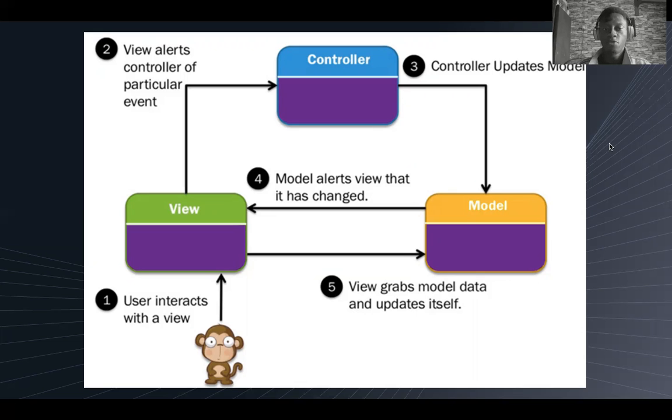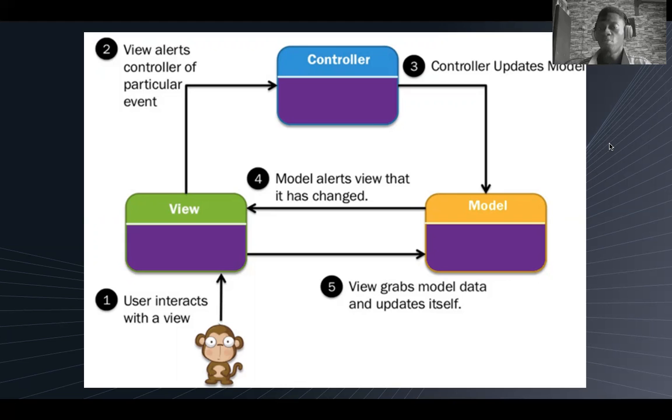And then the view is going to alert the controller of a particular event, because the controller is where most of the query and the logic are written. This is where the majority of the code is written, right? Once the controller is alerted by the view, it updates the model accordingly, either by storing information that has been entered by the user through the view. That is then updated in the model that interacts with the database.